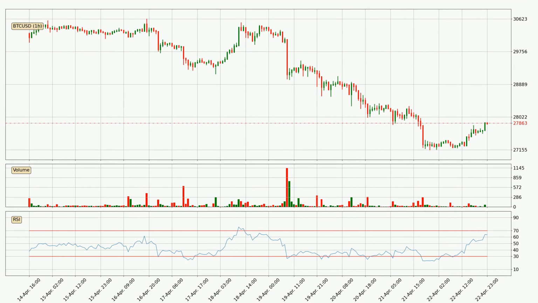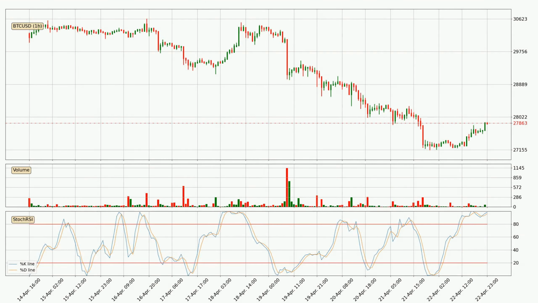Moving to the hourly relative strength index, the current hourly RSI is at 64, so there are currently no signs of the crypto being overbought or oversold. Searching for divergence in the hourly time frame, following the bullish divergence, the price went up and quickly came back down.